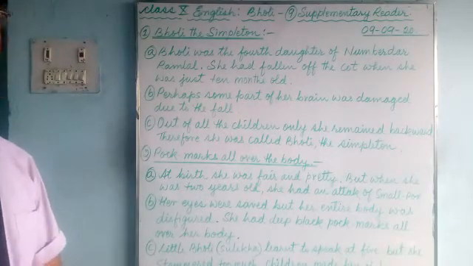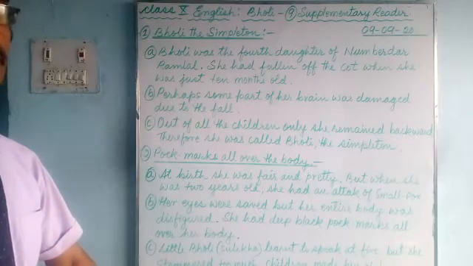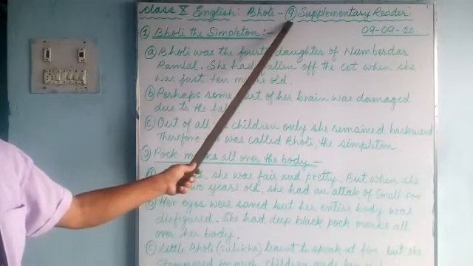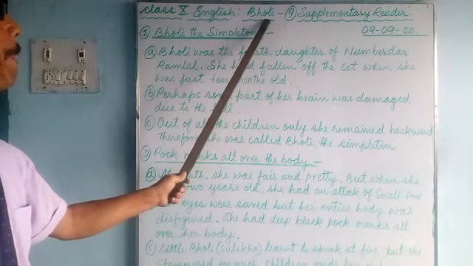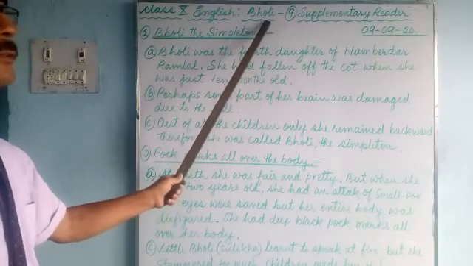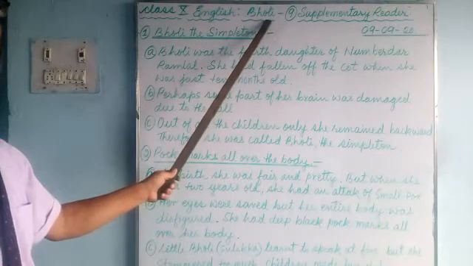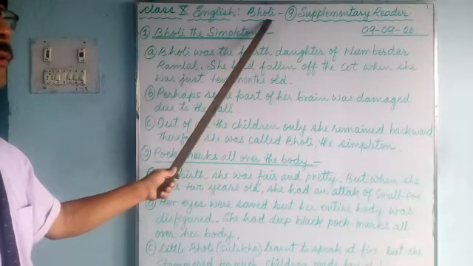Let's continue our lesson in English from the supplementary reader, that is lesson 9. We are doing Bholi. Bholi means very simple, a simpleton, unable to use common sense.